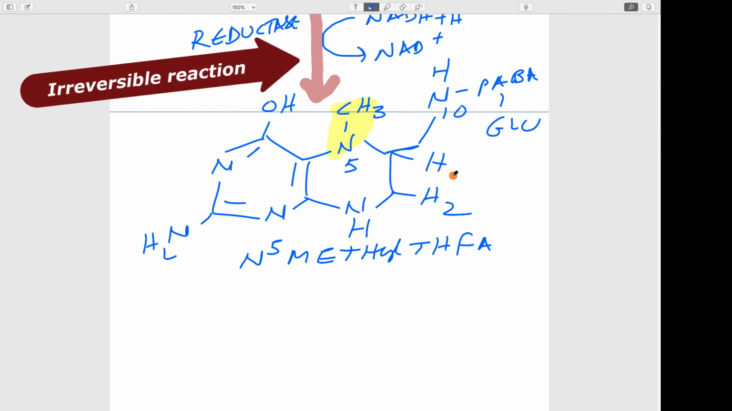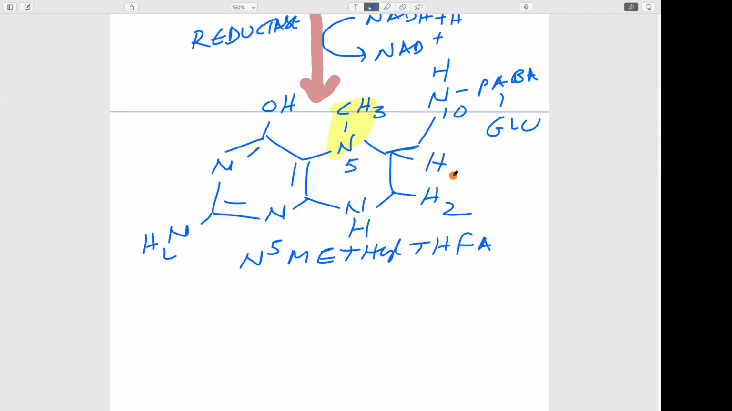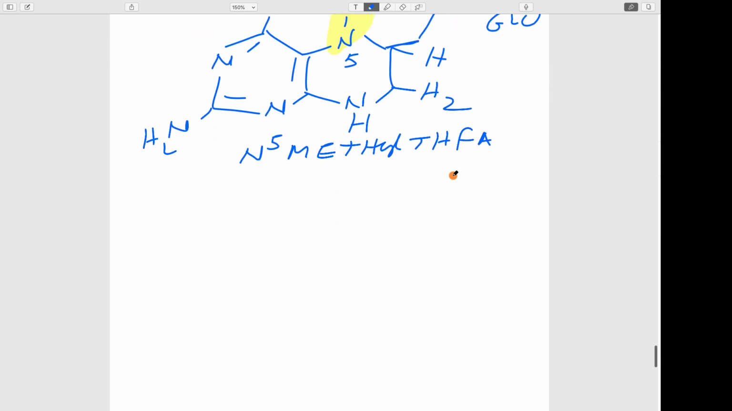This reaction is irreversible. In interconversion, once the folate is in the form of N5-methyl THFA, it cannot go back. It requires the presence of B12 to transfer its methyl group. That we'll study in the next session. Okay, about the B12. Then there are other aspects of the interconversion.